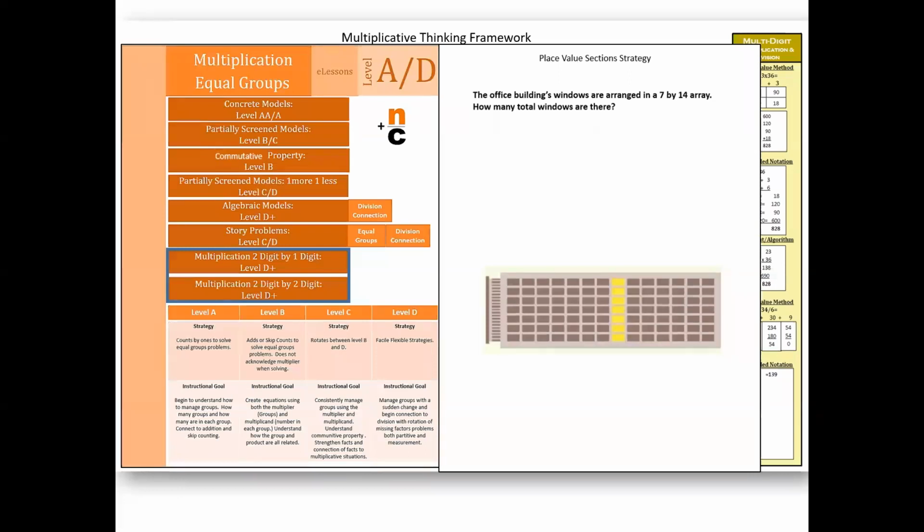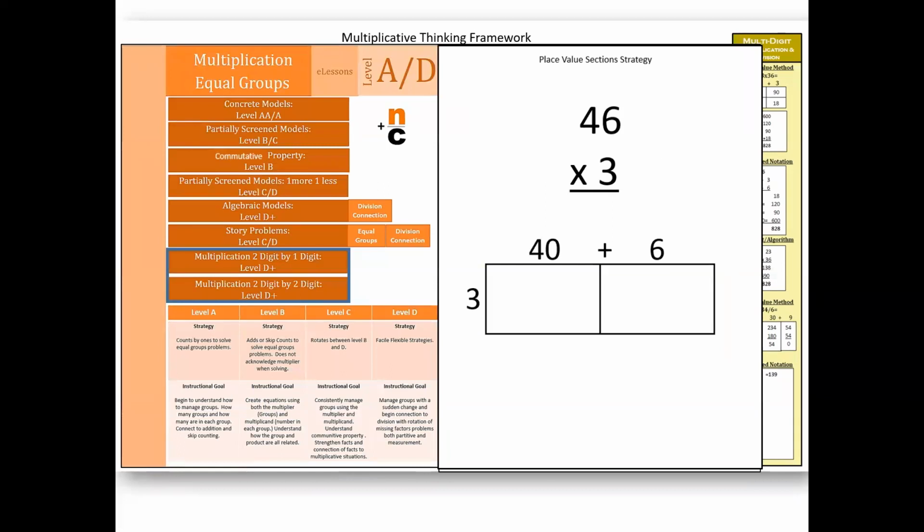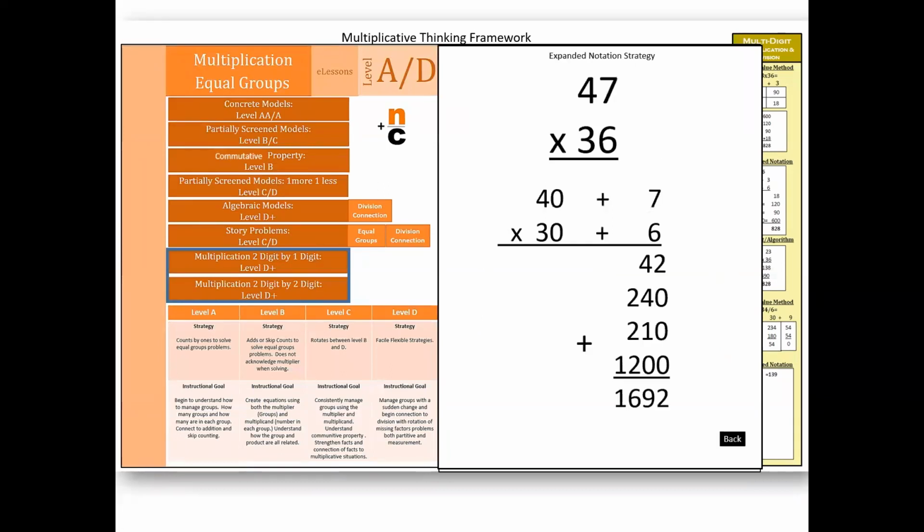So the office building's windows were arranged in a 7 by 14 array. How many windows are there? And then go ahead taking them through and showing them how that works too. So not just teaching them the process, the procedure, but how to apply it. And then there's other methods too, again, place value sections, expanded notation.